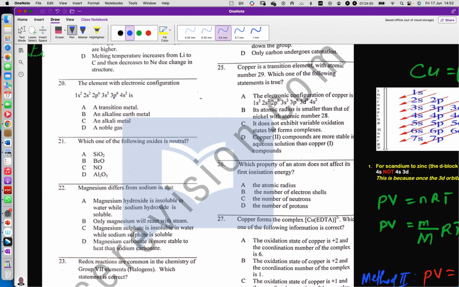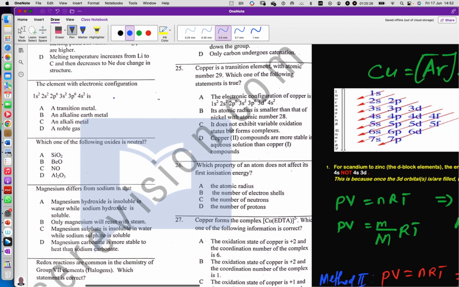It does not exhibit variable oxidation state. Transition metals exhibit it, that's one of their characteristics. So that answer is wrong. Are copper 2 compounds more stable than copper 1? No. So the only answer for 25 is B: the atomic radius of copper, which is 29, is smaller than that of nickel, which is 28. So B is the right answer.